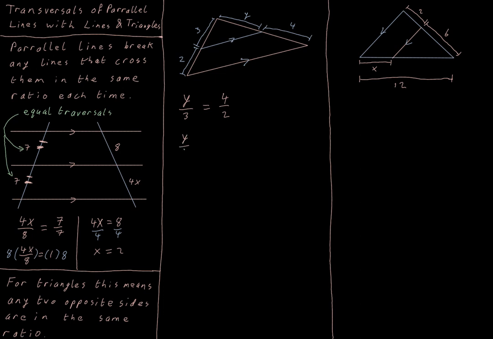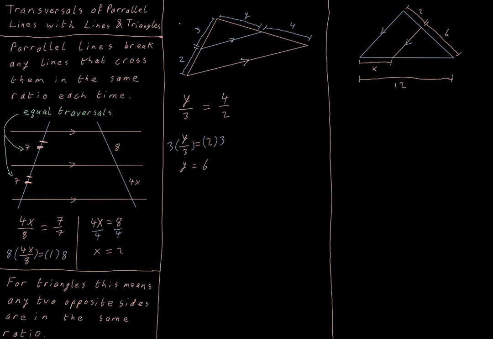So we would end up with y all over 3 is equal to 2. Multiply both sides by 3 to get y by itself. We would end up with that y must be equal to 6. That's not the only way that we can do this. We could treat it exactly the same way as we did this question here.